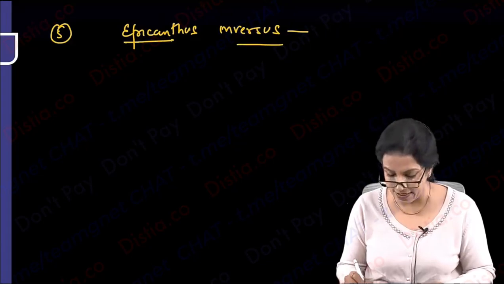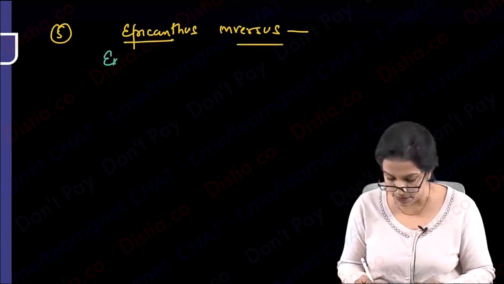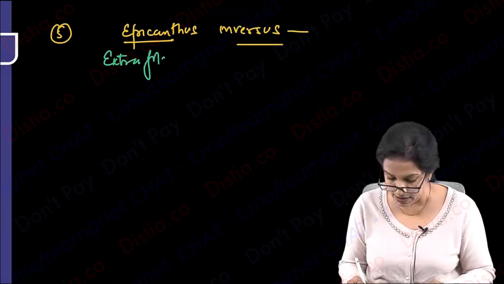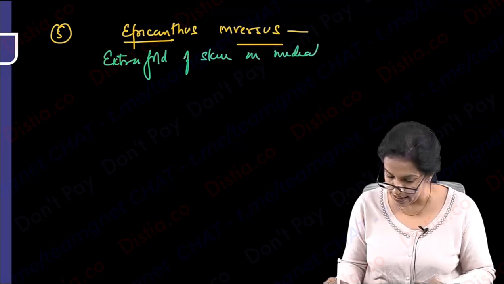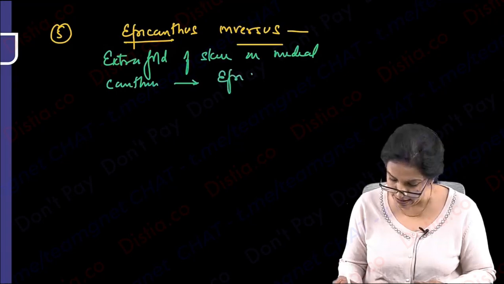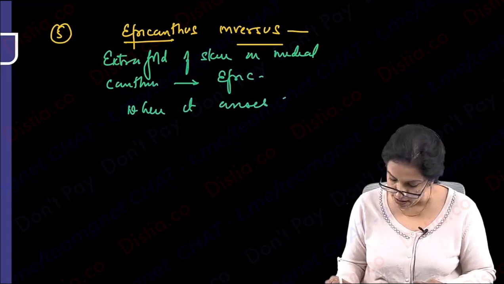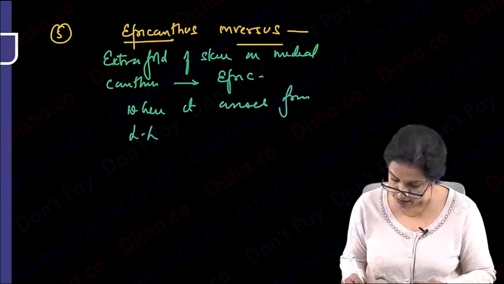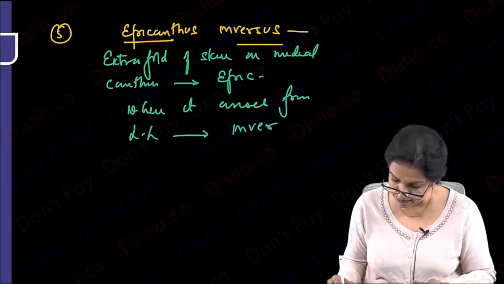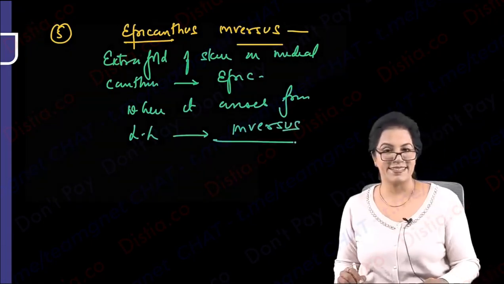Got it? Write down, all of you. Extra fold of skin on medial canthus. This is what epicanthus is. When it arises from the lower lid, we will call it inversus. So this is what you are getting. So let's have a look.